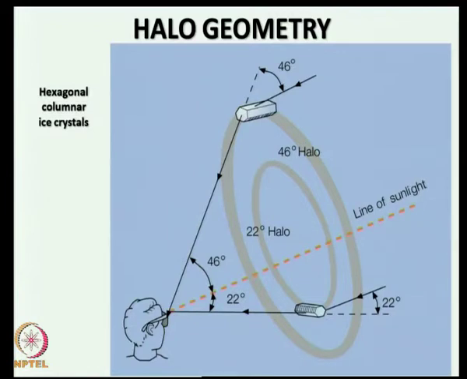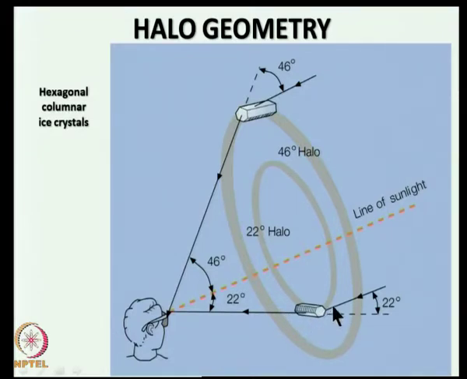And you can see that the difference between the 22-degree halo and the 46-degree halo is essentially with reference to the orientation of the crystal. Okay. In the case of 46 degrees, the ray enters the top of the hexagon and then comes out of the side. So, the geometry here favors the 46-degree halo, while the 22-degree halo we saw is coming from the side of the hexagon and exiting other side.